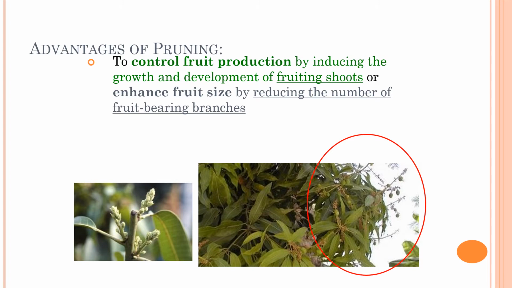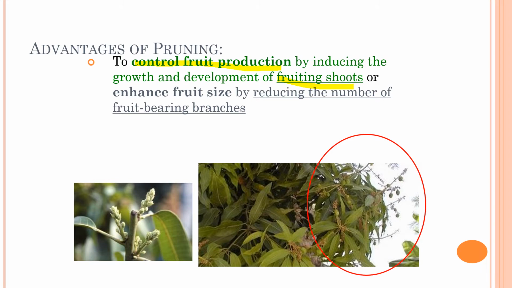Another reason for pruning is to control fruit production. And so this is also important. As you know, pruning will encourage vegetative and reproductive bud development. Now, if you have pruning, you will control fruit production. How? By inducing the growth and development of fruiting shoots.